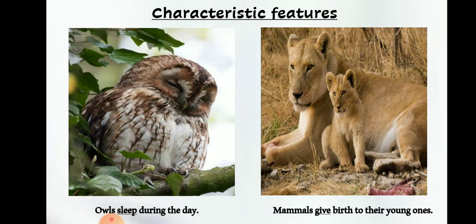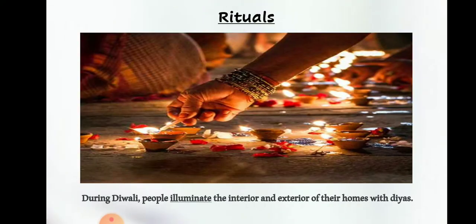Next is when we talk about characteristic features of any person or any other living creature, we use simple present tense. Owls sleep during the day. Mammals give birth to their young ones. When we talk about any ritual, we always use simple present tense, as these actions are performed by people generation after generation. During Diwali, people illuminate the interior and exterior of their homes with diyas.